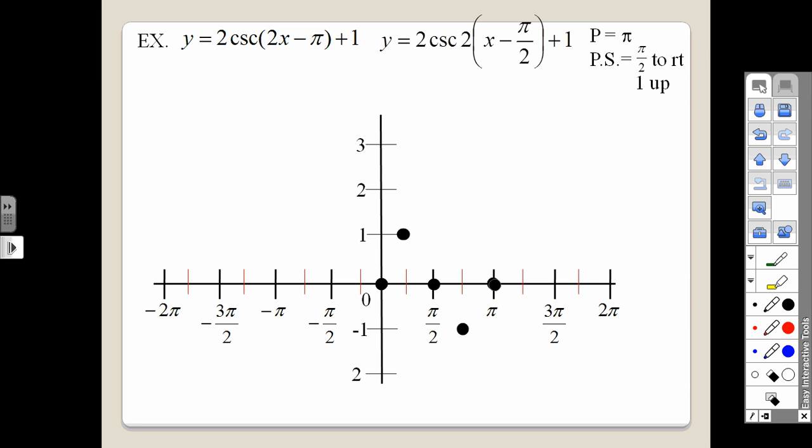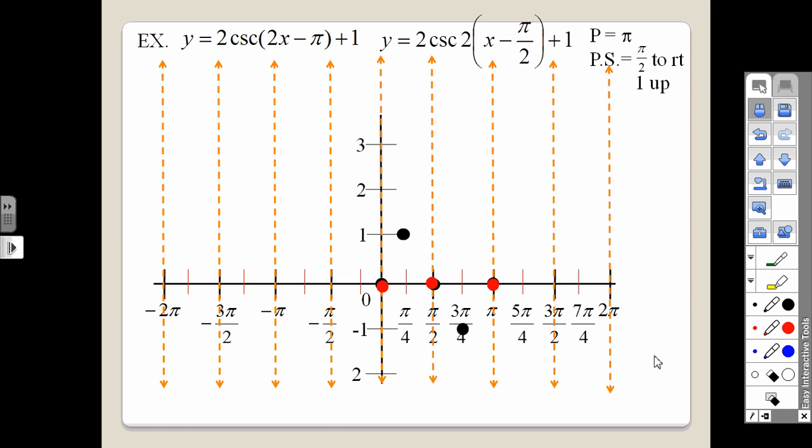But we are actually going to be shifting pi over 2 radians to the right. So pi over 2 radians to the right means that this point is going to move right there. Oh, interesting, it's still in the same location. This point would move right there. Okay, well, it looks like all of our asymptotes are going to be where we naturally thought they would be. Let's go ahead and draw those in.